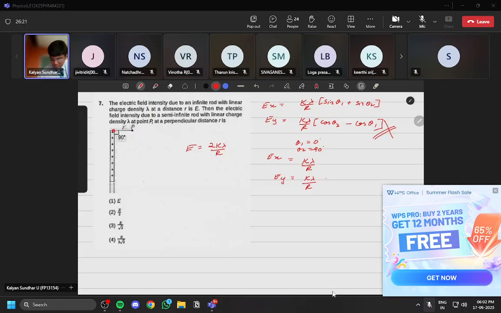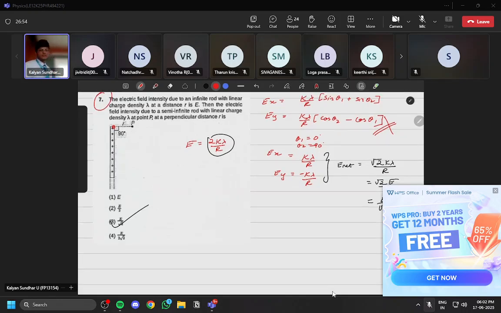times cos 0 minus cos 90, which is 1 minus 0, so it will be minus of this value, correct? Right, sir? What is E net? It will be root 2 times K lambda by R. Correct? But what are they asking? Not the ratio, they are asking E net will be how many times the E value. So 2 K lambda by R is E, so what is the value? E by 2. So the answer will be E by root 2, option 3. Here also many of them made the mistake. Among those who attempted it, the percentage of error was higher for this.